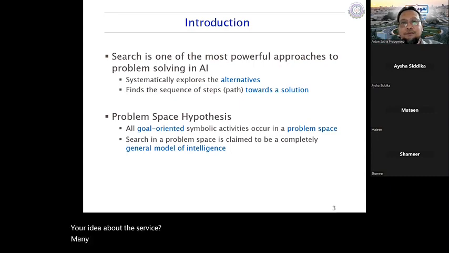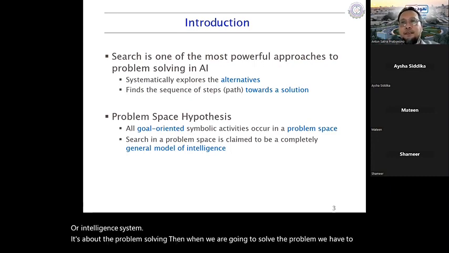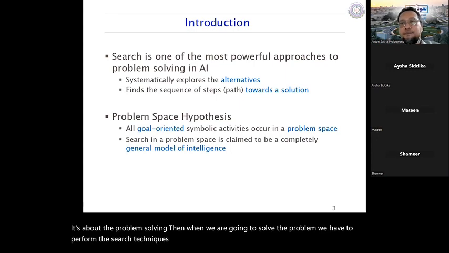Any of you? Because this is the basic thing in AI or intelligent systems: problem solving. When we are going to solve a problem, we have to perform search techniques or search methods.